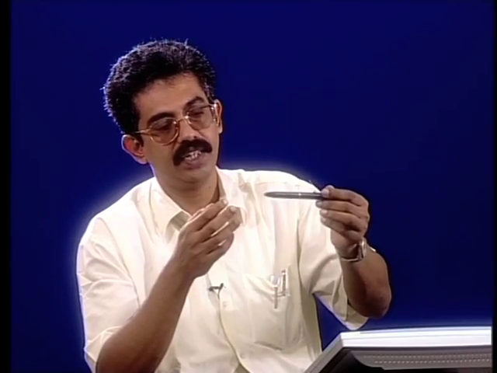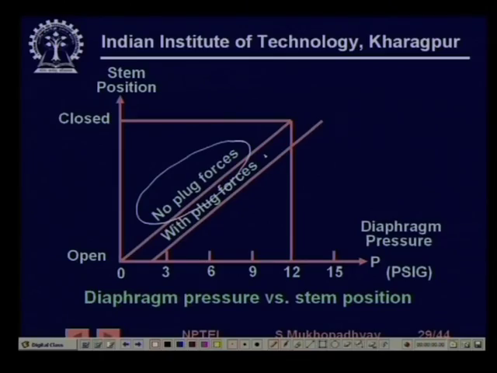So, how much diaphragm pressure is required to create what stem position, and then stem position to flow. Stem position to flow characteristic is essentially guided by the construction of the valve and the applied delta P. On the other hand, the diaphragm pressure applied to stem position is essentially affected by how much force is actually acting on the stem. So, when you have high plug forces, then this stem position to diaphragm pressure characteristic gets shifted, right.